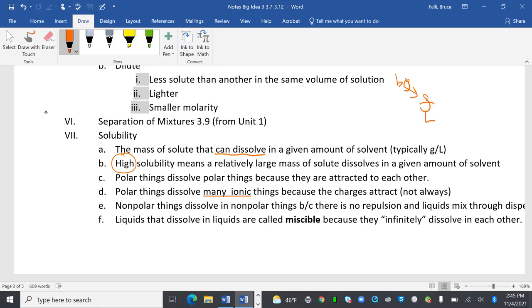Polar things dissolve polar things because they're attracted to each other, right? Positives, negatives. Polar things dissolve many ionic things because the charges attract. Now, if I have a positive and then I have a big old negative, positive may love that negative, but negative might not return that love. It may be more attracted to something else.